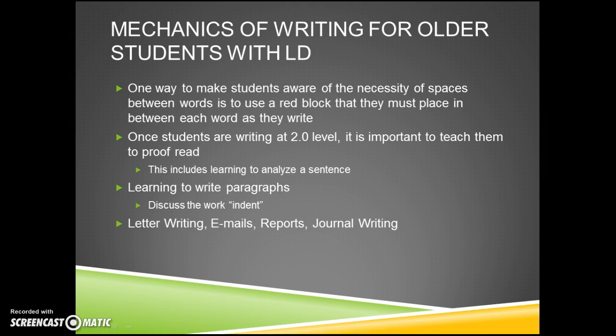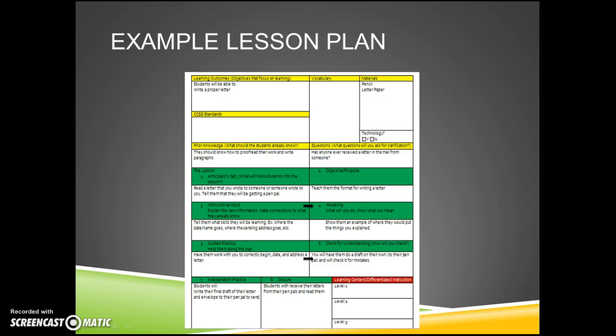Mechanics of writing for older students with learning disabilities. One way to make students aware of the necessity of spaces between words is to use a red block that they must place in between each word as they write. Once the students are writing at a 2.0 level, it is important to teach them to proofread. This includes learning to analyze a sentence, learning to write paragraphs, and when you do that, discuss the word indent, and letter writing, emails, reports, and journal writing.